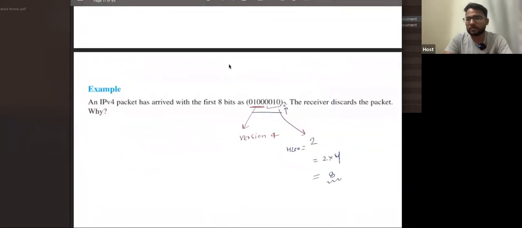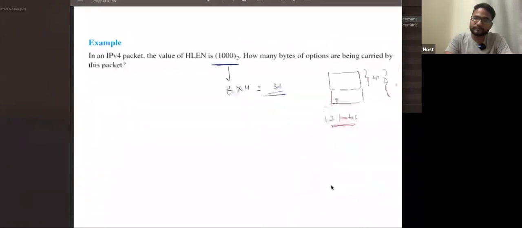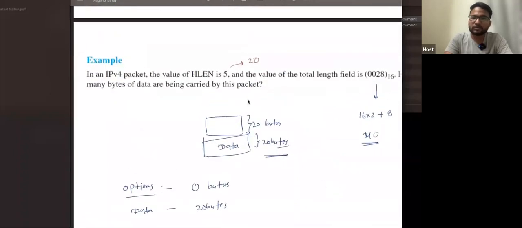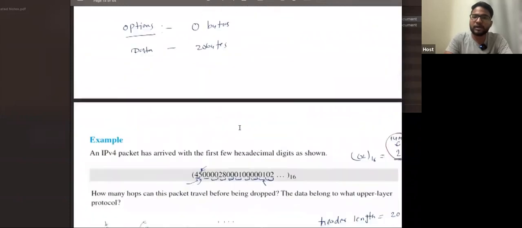Now after it, we have solved a few of the questions where an IP header is given to you, and from this header you need to deduce some information. Maybe what is the version and what is the header length, right? So if the header length is 2, it means the actual header length is 8. These are the examples that we did.